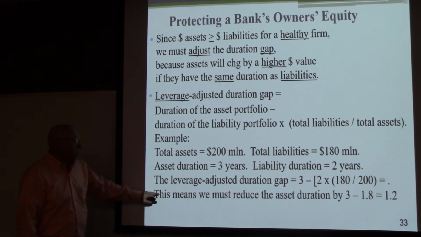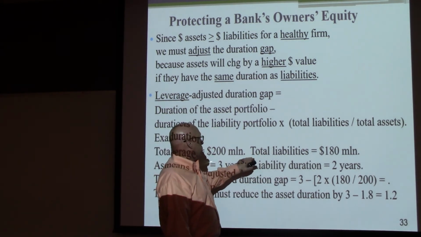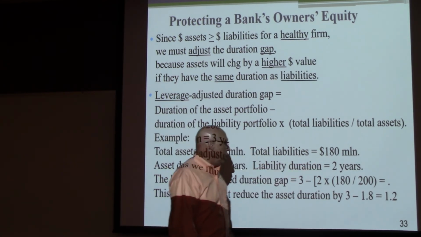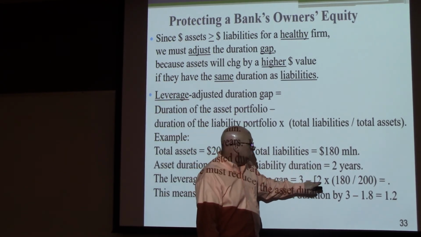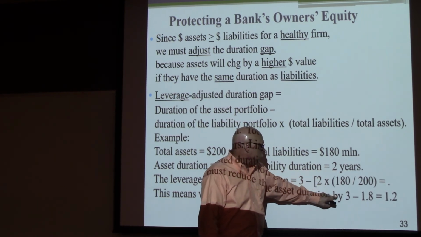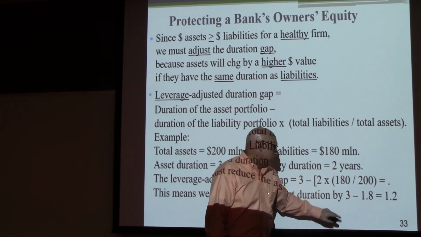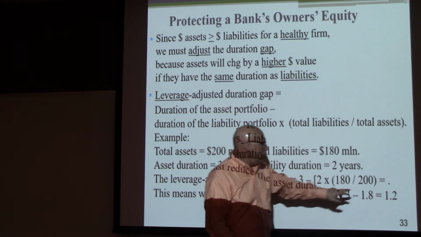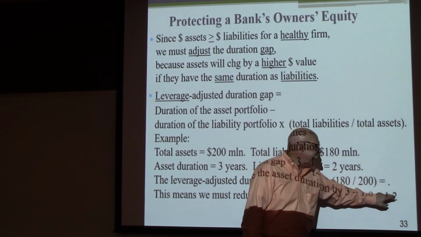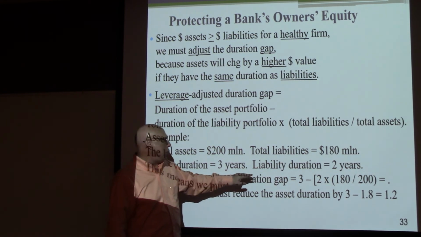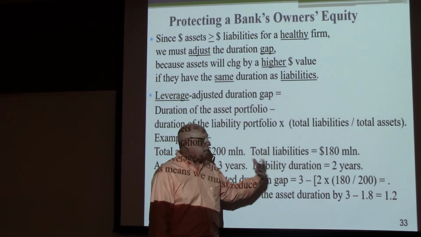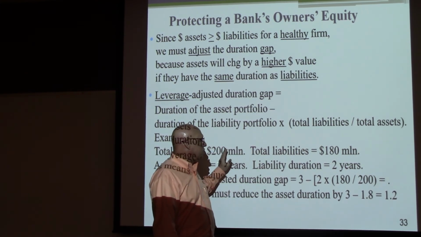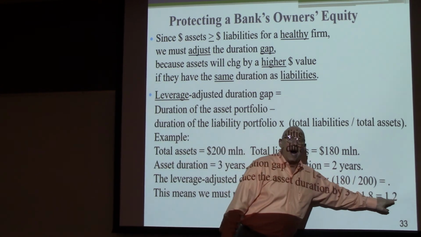So let's do that, okay? If we don't make an adjustment, we know the gap is 3 years minus 2 years. It's 1 year. But when we multiply the 2 years by the 180 divided by 200, we get 1.8, and 3 minus 1.8 is 1.2. So the 1.2 tells us the gap is actually higher than what it appears to be without the adjustment. Without the adjustment, the gap appears to be 1. With the adjustment, because we have more money invested in assets, the gap is wider.